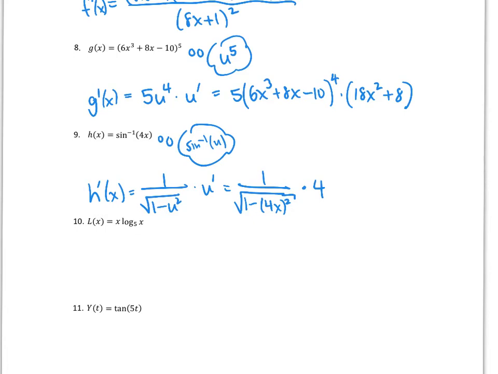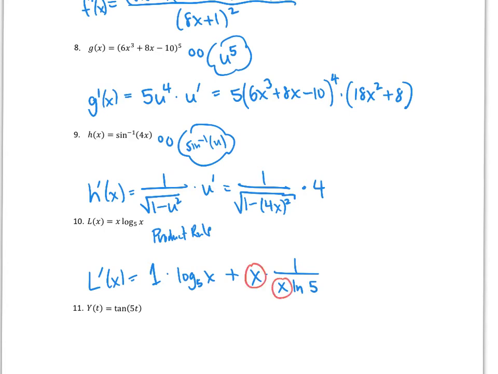Now for number 10, we've got x times the log base 5 of x. And this is going to be a product rule problem because we've got two functions multiplied together. So my derivative is going to be the derivative of the first function, and the derivative of x is 1, multiplied by the second function, log base 5 of x, plus the first function, x, multiplied by the derivative of the second function. And the derivative of the log base 5 of x is 1 over x natural log of 5. And again, if you were thinking about simplifying this, we would want to cancel out those x's, but that's not necessary for this type of problem on this exam.